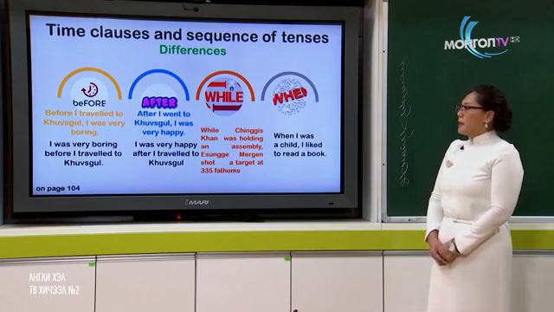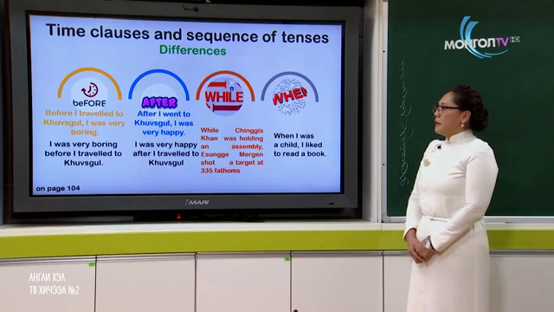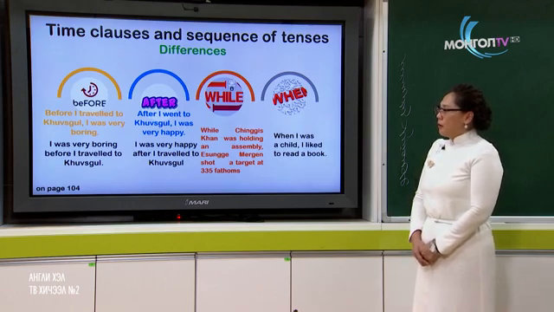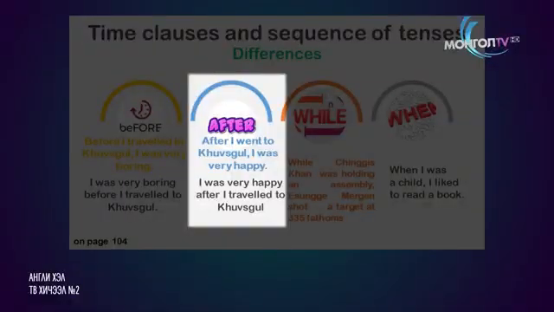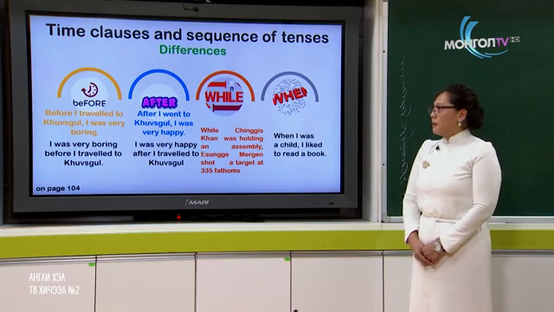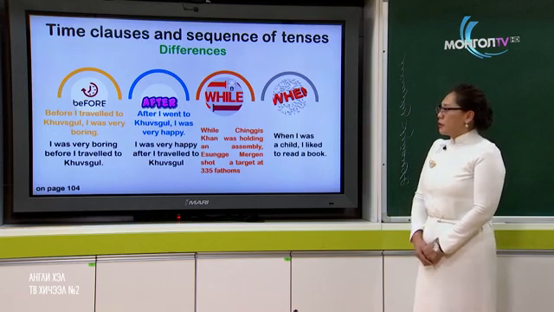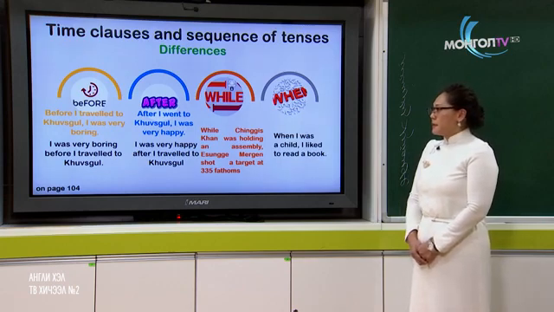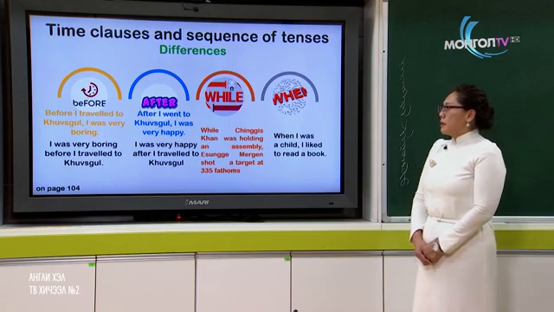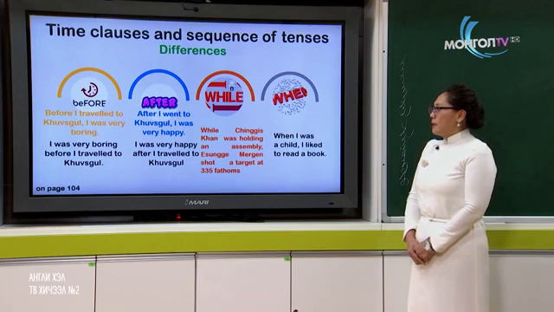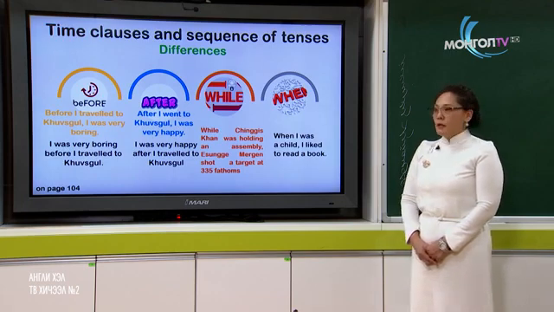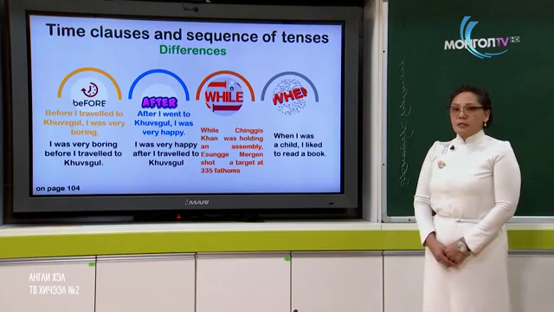Okay, next one is after. After is the same as before, but the meaning is different. After I went to Hovsgol, I was very happy. When you use an after time clause at the beginning of the sentence, you also use a comma. After I went to Hovsgol, comma, I was very happy. We can switch these sentences in the same way.